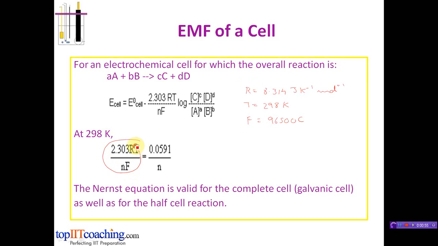Then on replacing these values in this part of the equation, we get 0.0591 divided by n, where n is the number of electrons transferred in the balanced cell reaction or the electrode reaction or half cell reaction. So we can replace this particular part with 0.0591 divided by n. So now we have seen that we can use the Nernst equation for the complete cell as well as the half cell.